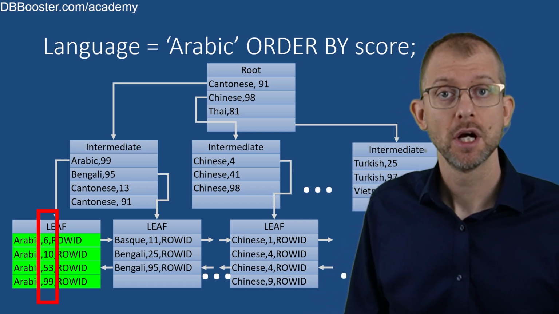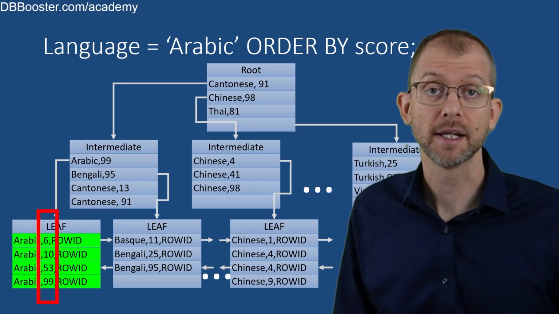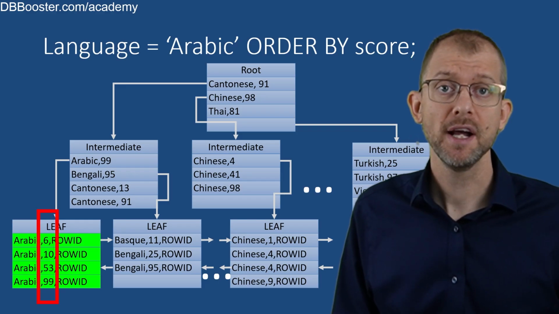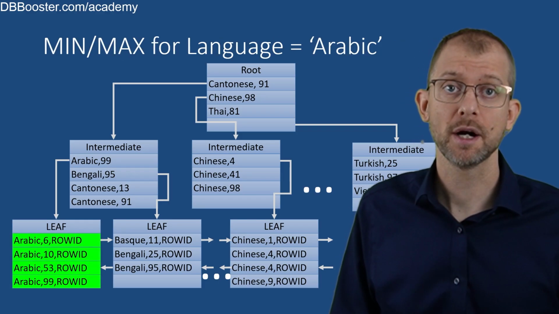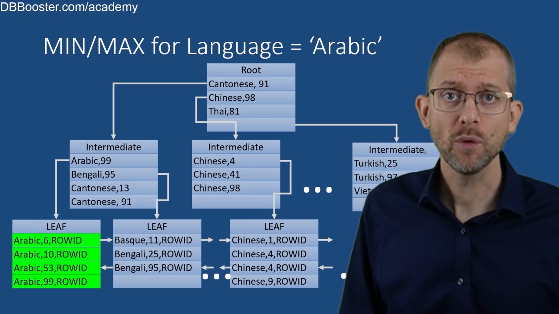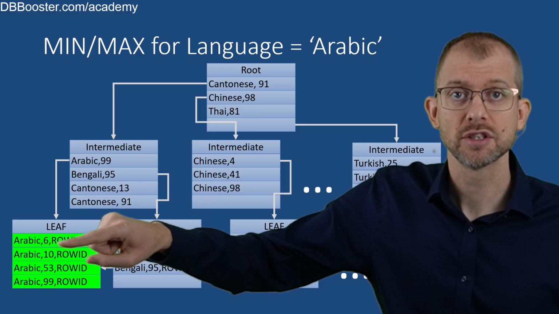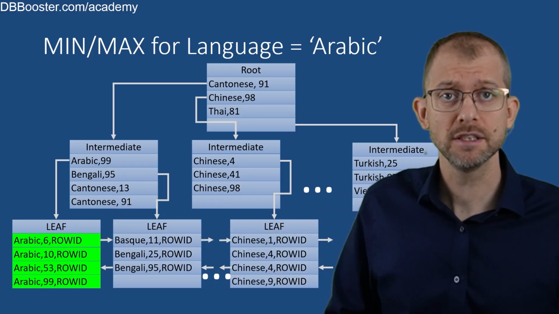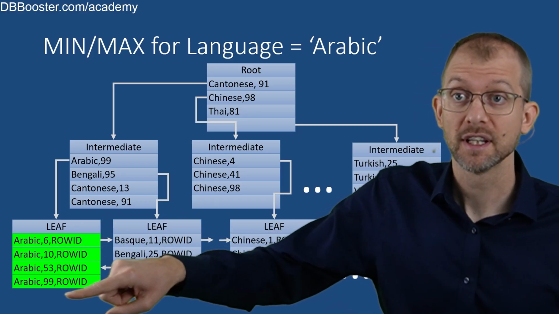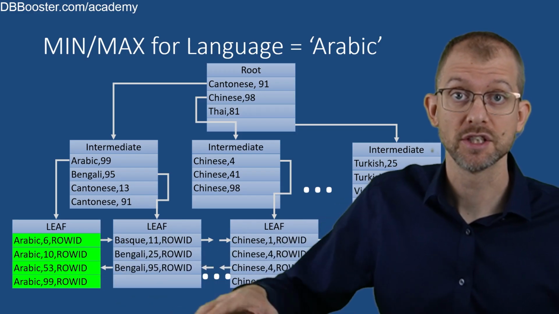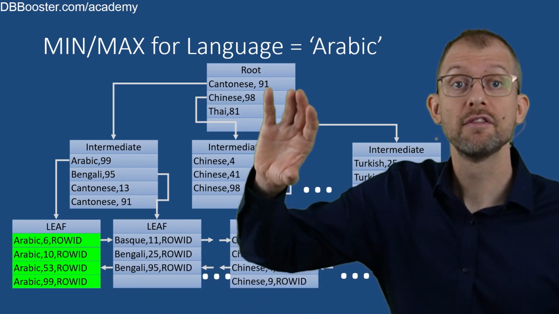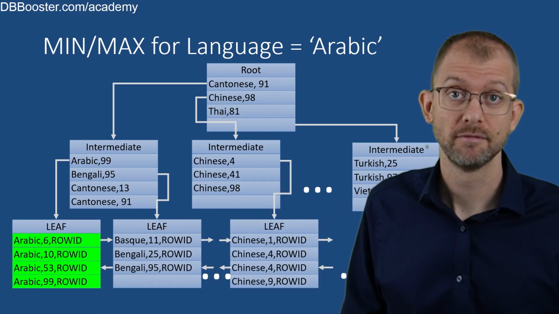Now let's touch group by and aggregates like min and max. If I need the minimum score for Arabic movies, I only need the first entry in the range. If I need the maximum score, I want the last entry in that range. That's where a reverse range scan comes in.